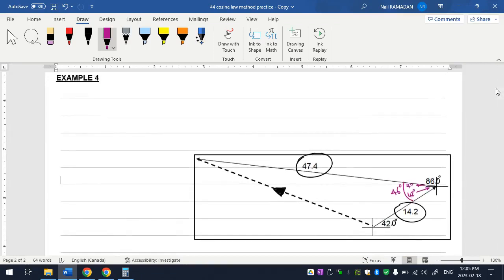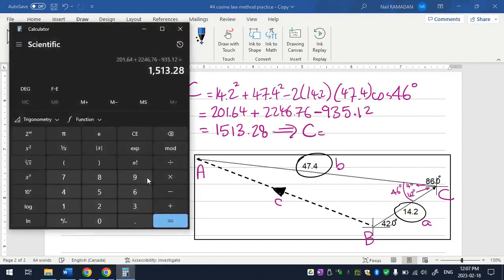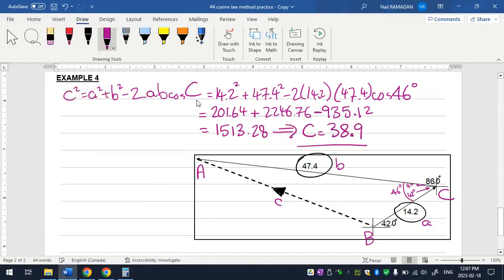So, oh, we have to label. Let's go with A, B, C, which means this is B, this is A, and we need to find C. So C squared equals A squared plus B squared minus 2AB cosine C. Which will mean that C is equal to the square root of this guy, which is 38.9. Okay, so that number will be this right here.